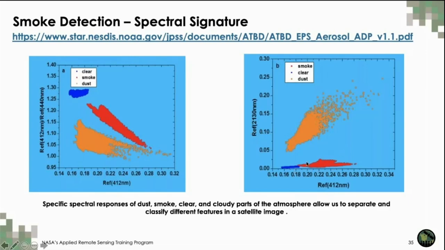You can see all those red pixels, which are classified as smoke, have very low reflectance, less than 2%. Clear sky also has very low reflectance at 2.1 micron, whereas the dust, which is larger in particle size, responds very well to the 2.1 micron channel. So now, combining the spectral information from these three channels, not only can we separate smoke and dust particles from the clear sky, but we can also separate dust and smoke from each other.